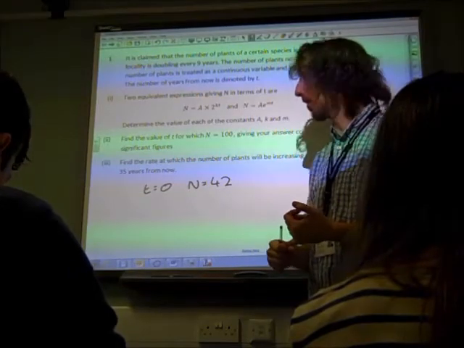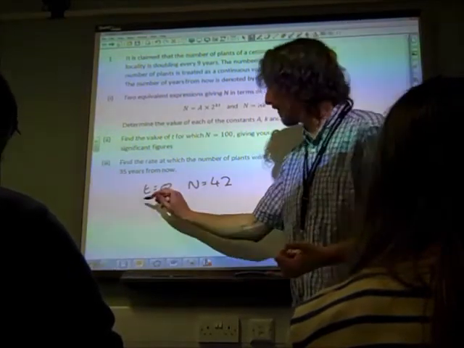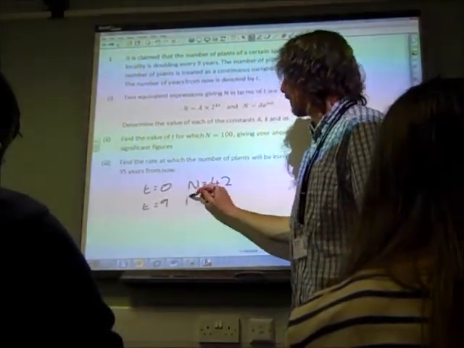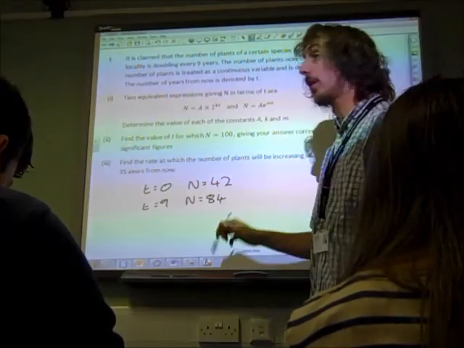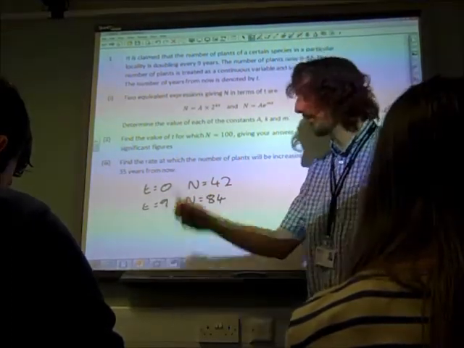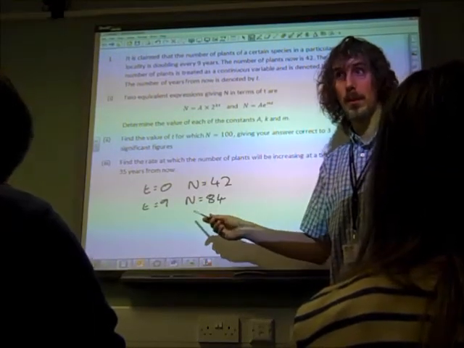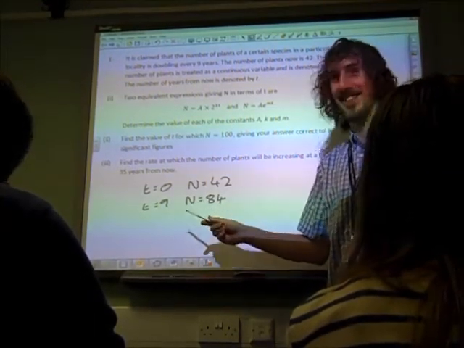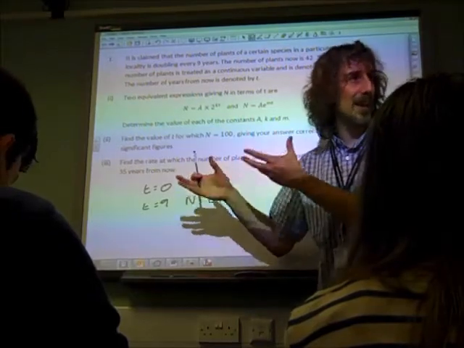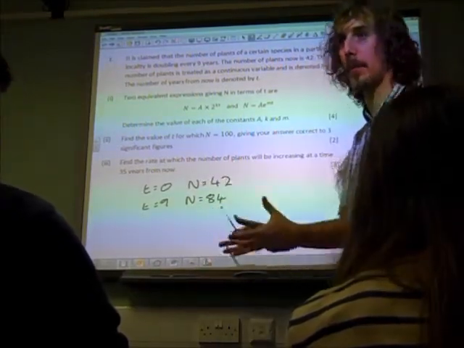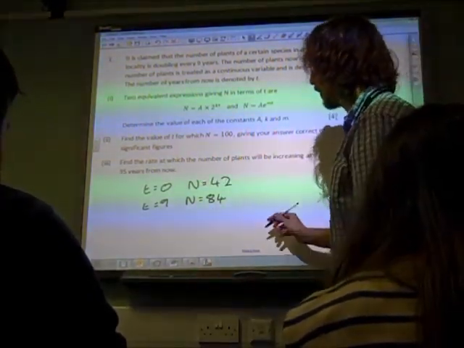So it seems sensible just to take that bit of information and say when t is 9, n is 84. We could have done when t is 18, n is 168. We could have put down any values, but we just needed a couple of values to find out what we know. So let's work with these.